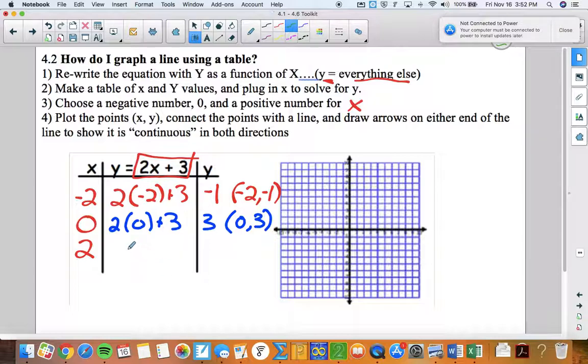Last but not least, I'm going to substitute in 2 for x. So 2 times 2 plus 3. When I do that, I get 7. So when x is 2, y is 7.